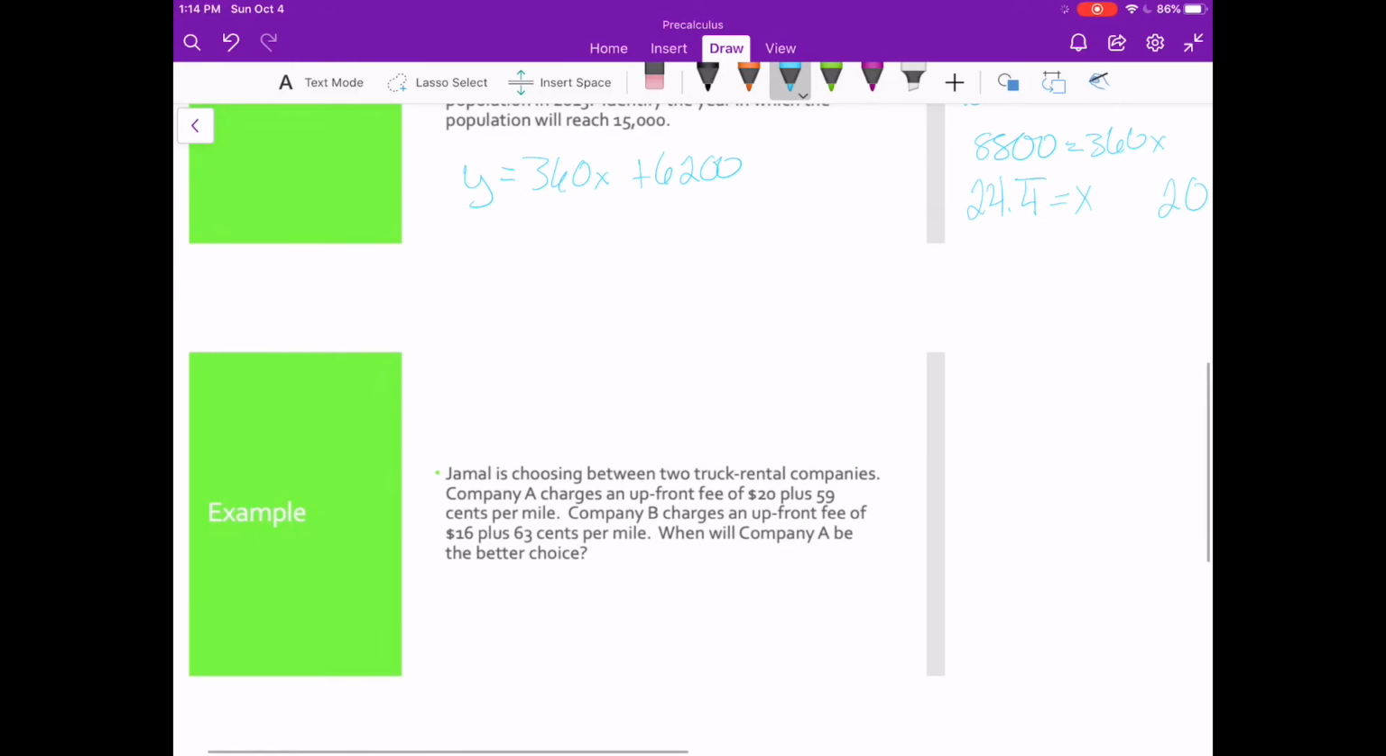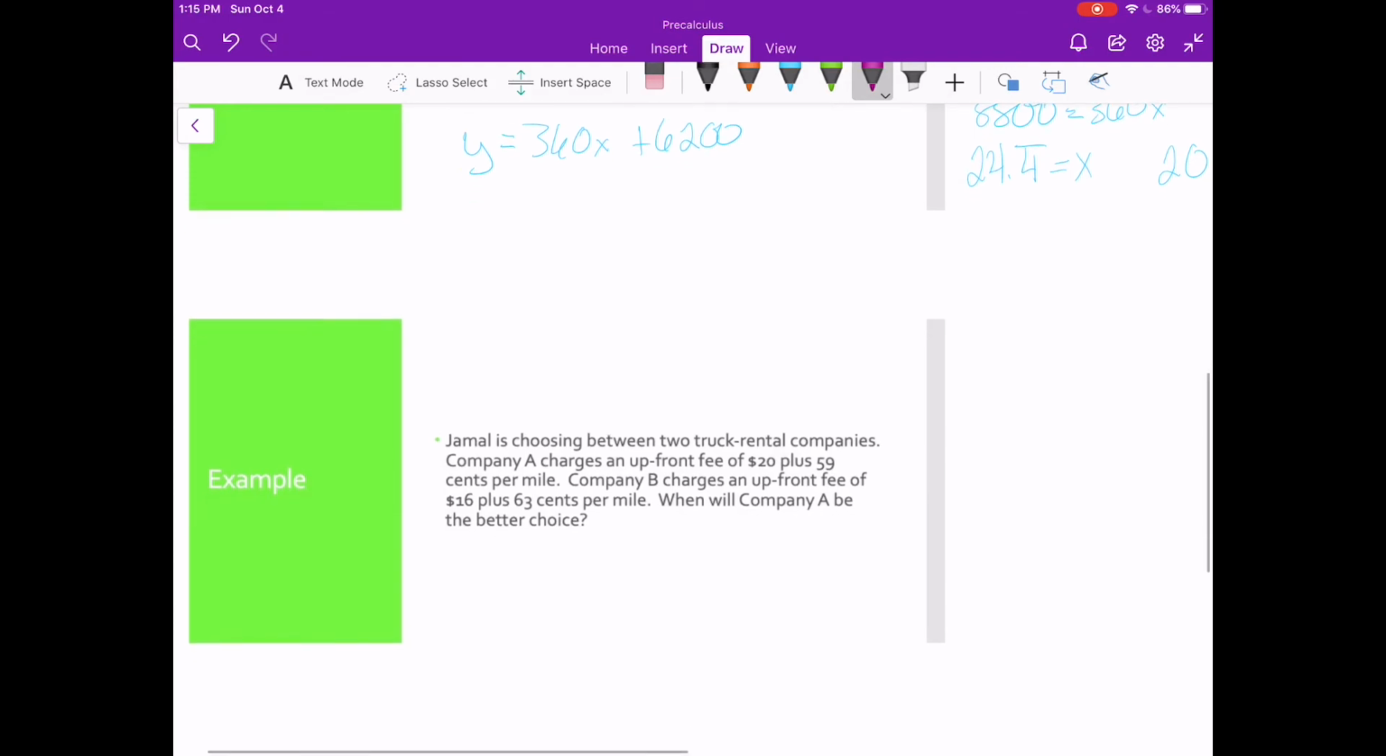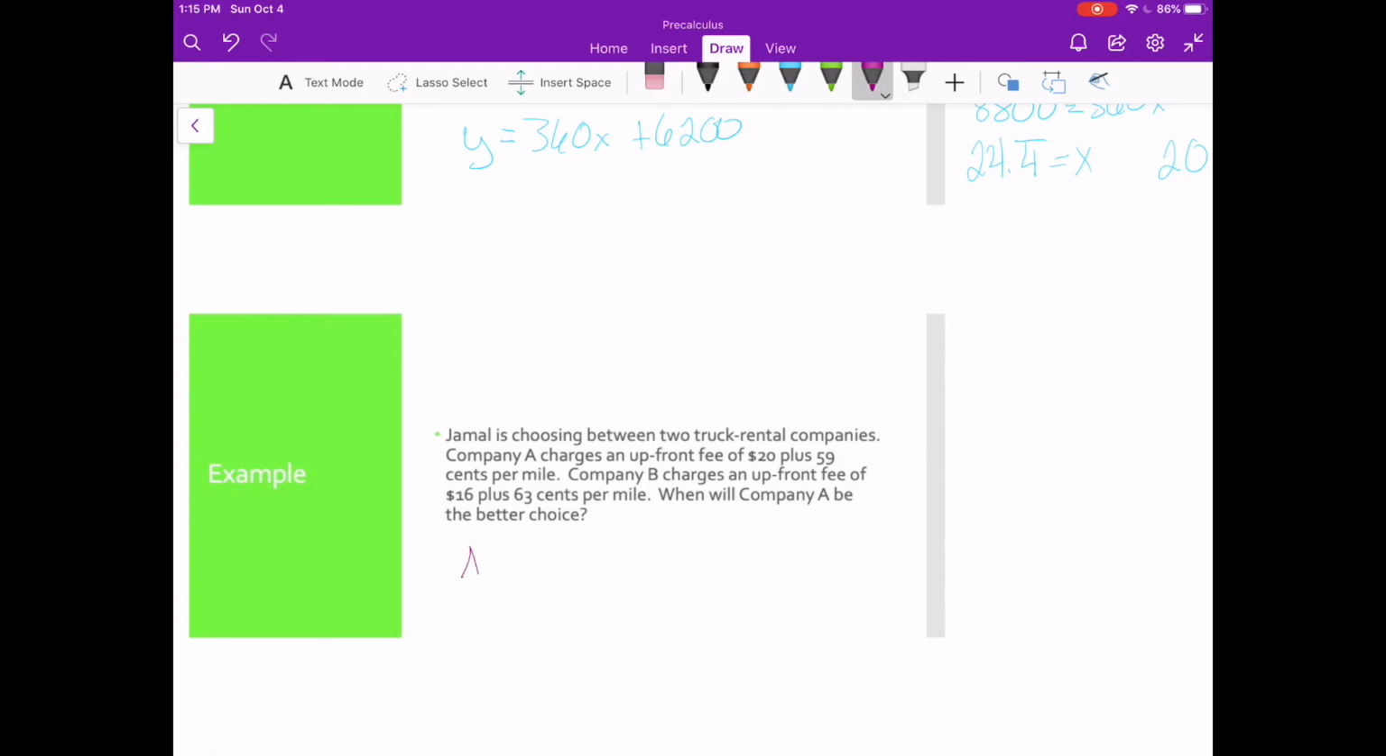All right. Jamal is choosing between two truck rental companies. Company A charges an upfront fee of $20 plus 59 cents per mile. Company B charges an upfront fee of $16 plus 63 cents per mile. When will Company A be the better choice? So let's write two equations. Let's write one equation for Company A and an equation for Company B.